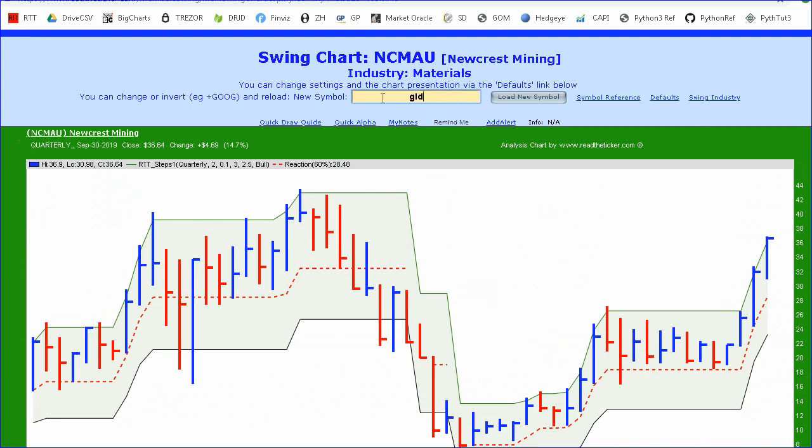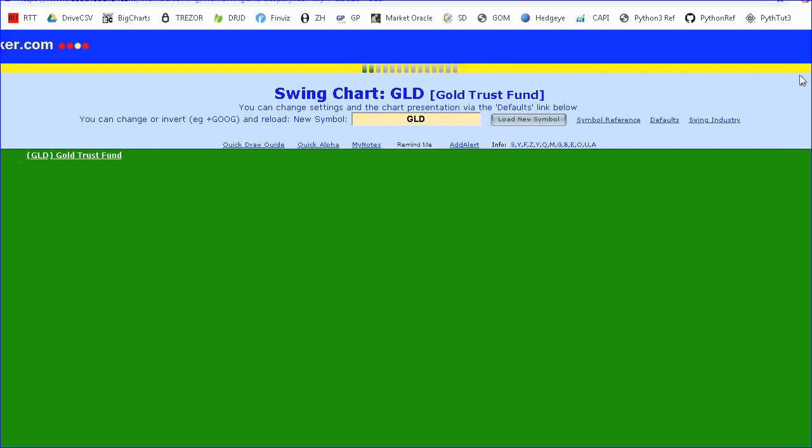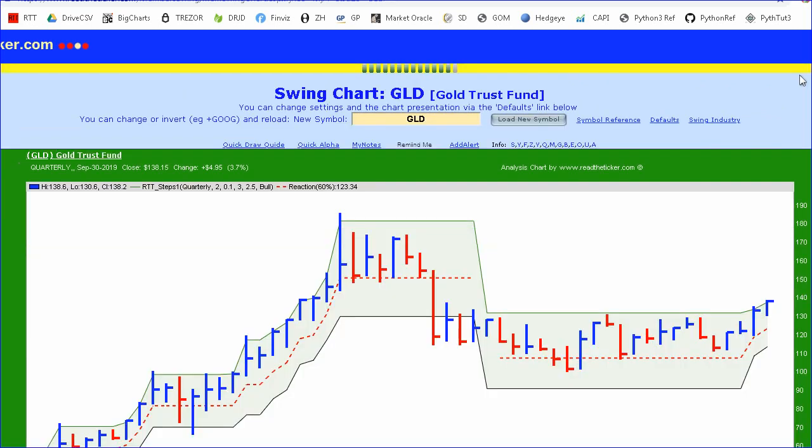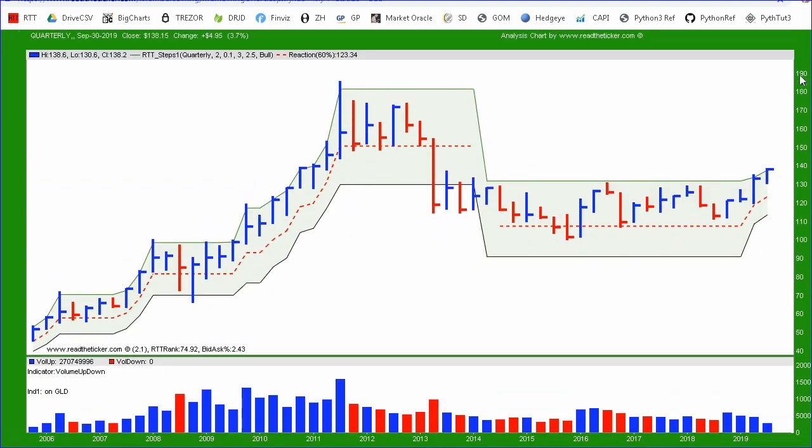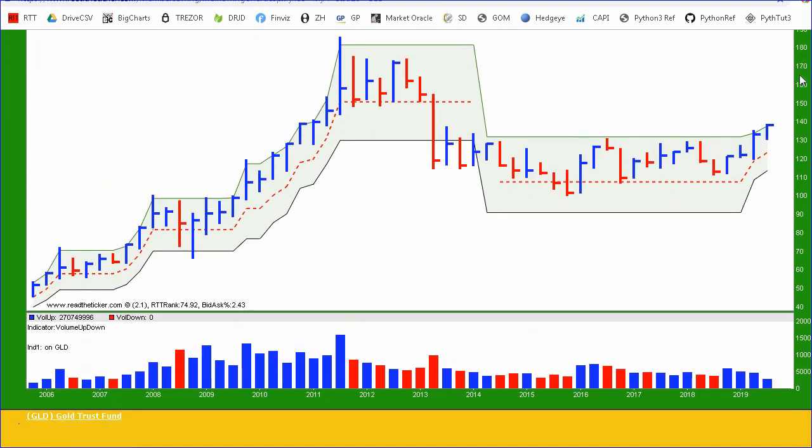Let's have a look at gold, because we're looking at a gold stock. Look at GLD. Now GLD is obviously the gold ETF, and the volume on the GLD is a good representation for Wyckoff logic. So here we have our quarterly bars on our quarterly indicator of RTT steps. As you can see, price is stepping up.